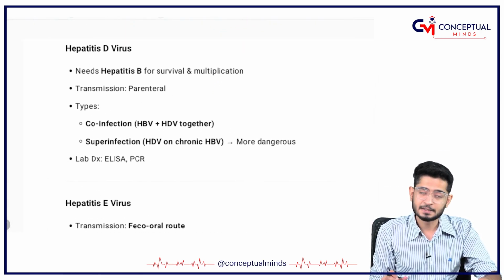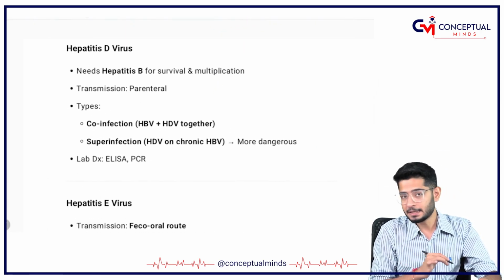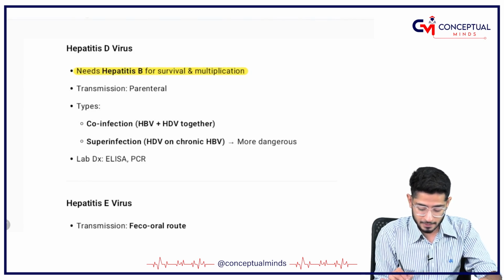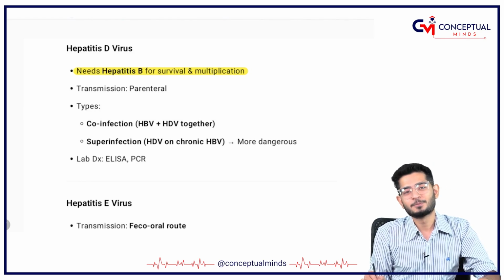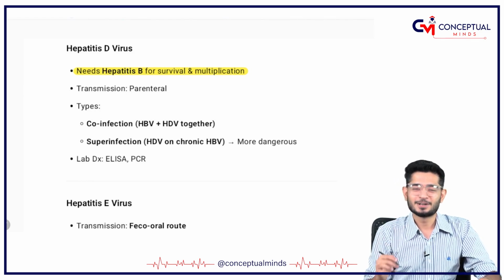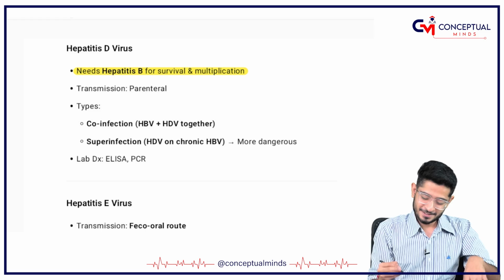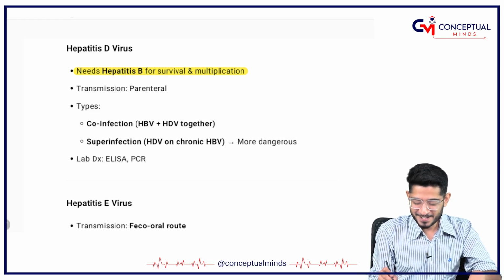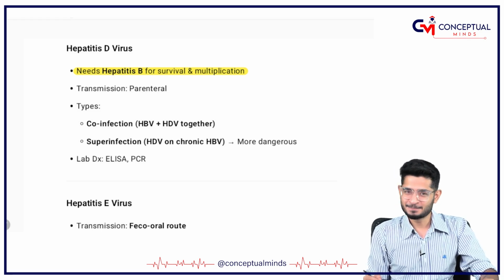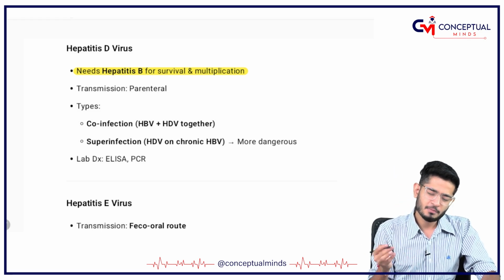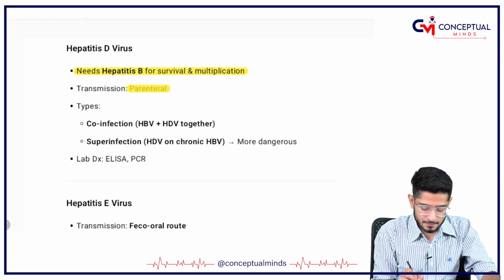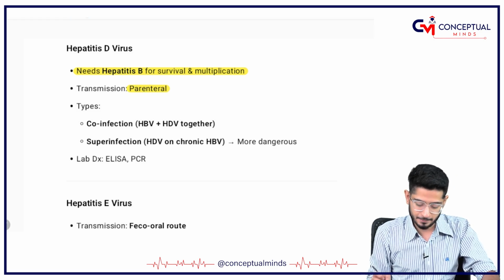Coming on to hepatitis D. D and B love each other. That means D requires B for survival and multiplication. So some of the boys and girls who are sitting in front of me, they are joining their names like D loves B. So hepatitis D and hepatitis B love each other. They mostly need each other for the survival and multiplication. So obviously the transmission is going to be parenteral, just like hepatitis B.